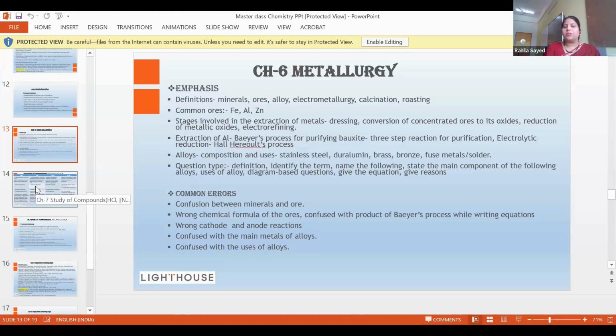Then alloys, the composition and uses: the alloys for stainless steel, duralumin, brass, bronze, fused metals, etc. Dressing of sulfide ore: if they are giving you the first step, concentration of the ore, dressing of the ore, it will be froth flotation. But if they are asking you to write the conversion of concentrated ore to its oxide, then the answer will be roasting.